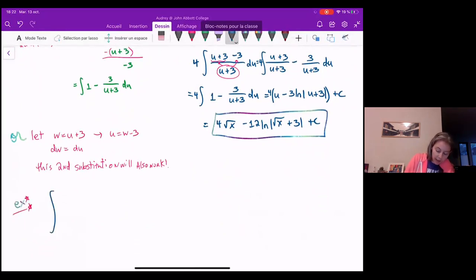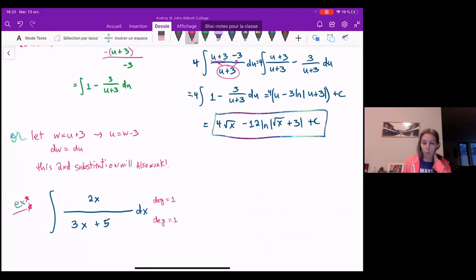So let's say that I have the integral of 2x over 3x plus 5 dx. Well, the first thing that I notice here is that the degree of the numerator and the denominator are both 1. I have a 3x on the bottom, but a 2x on top. So I'm going to start by bringing the 2 to the outside. So I'll have x over 3x plus 5.